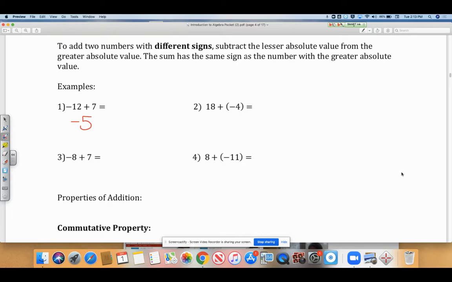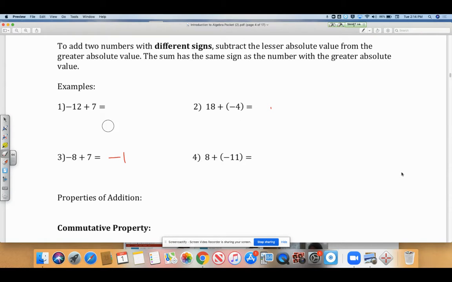Now, if you don't understand that method and you would prefer to just use the number line method, let's look at number 2. You would start at 18 on the number line and you would move to the left 4. So that would bring you to a +14. Number 3, depending on what type of method you like, -8 plus 7 is a -1, and then 8 plus -11 is going to be a -3. Okay, well, we do have our calculators, but this is just a rerun through those rules.